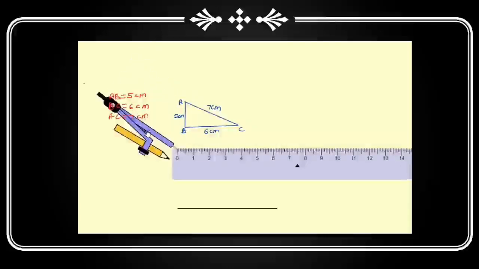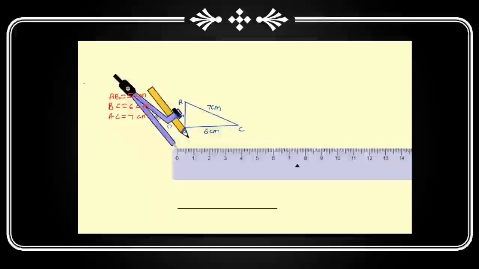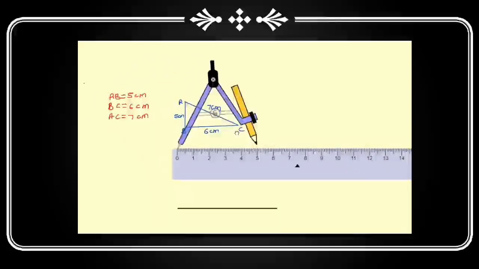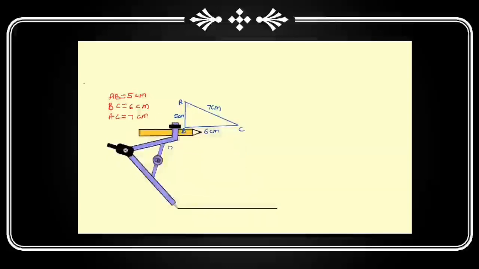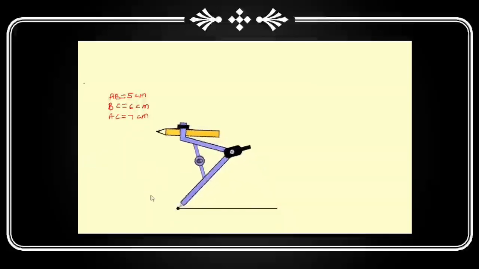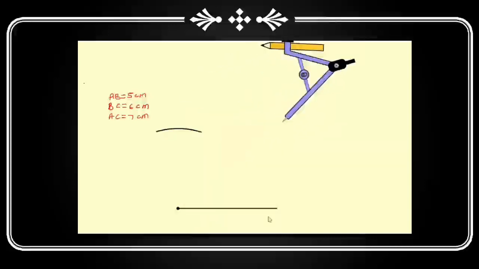The second step is to take a radius of 5 centimeter. So I am measuring it using the compass and the ruler. This is 5 centimeter. With this radius, keeping on the first point, we will draw one arc outside this line. We have to get the point A on this arc because the line we have drawn is BC and BC is equal to 6 centimeter. Now we have to find the point A.